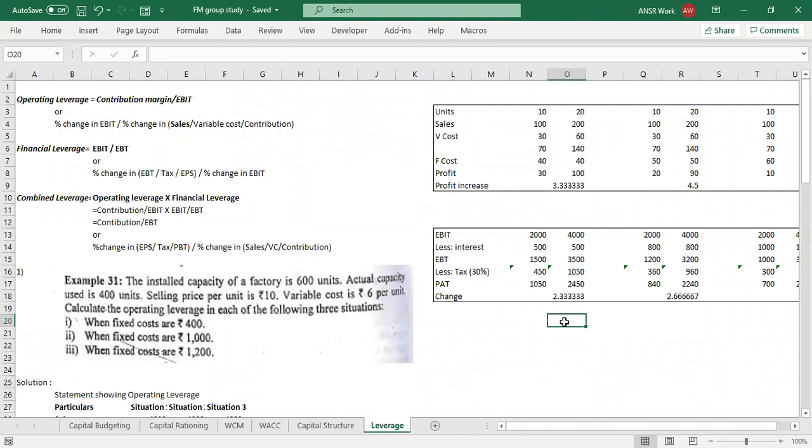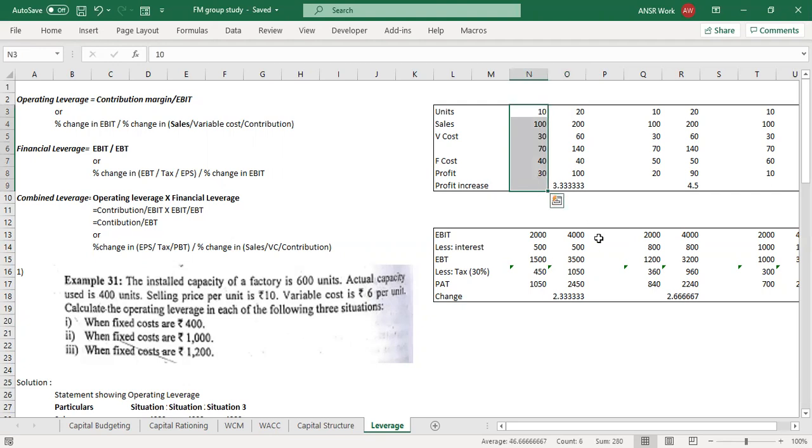As always, I have some examples, and from that only we will understand what exactly leverage is. For now, forget about leverage, forget about anything else. Let's discuss something that we have been doing in financial management since the beginning. That is profit calculation, EBIT calculation, and so on and so forth. I'll give you an example where there are, suppose, 10 units.